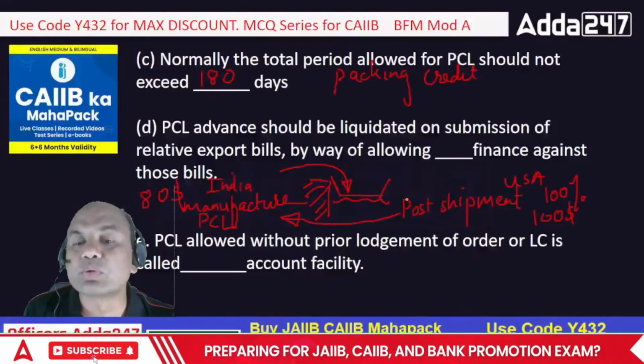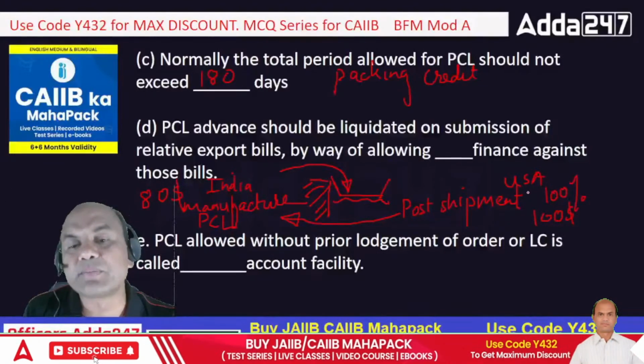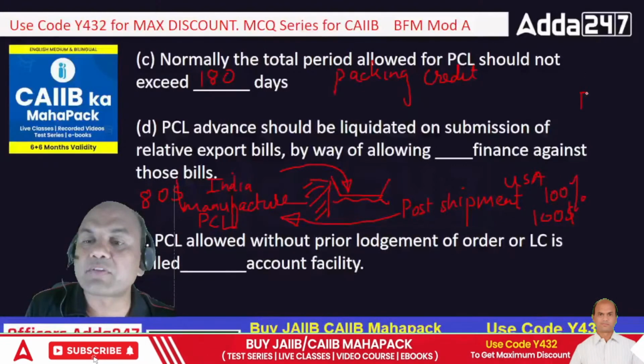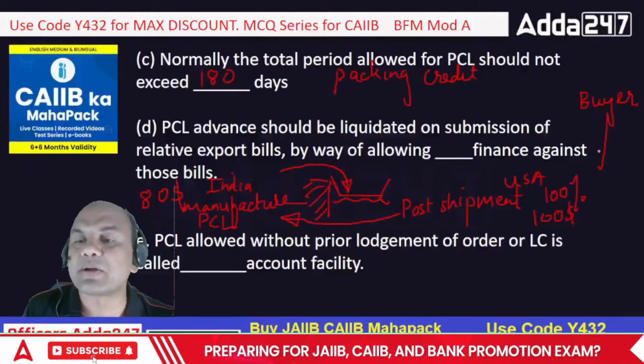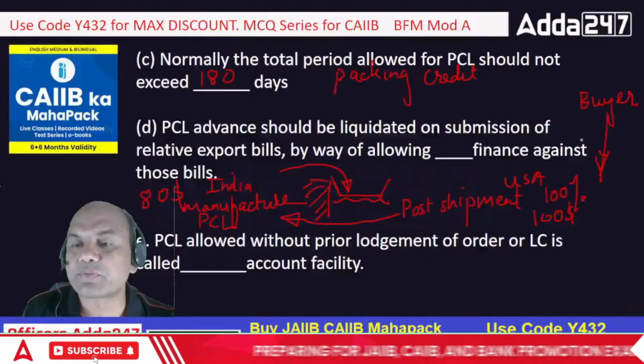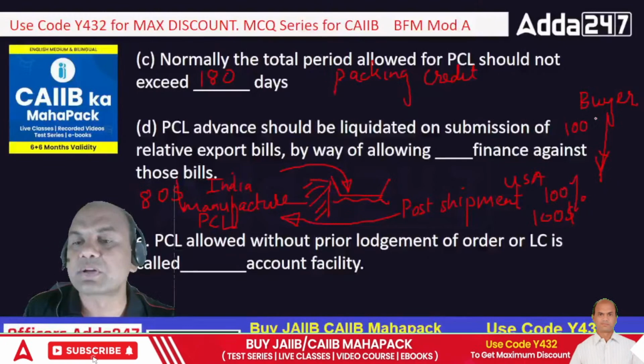So how will the bank close this post-shipment then? This will be closed when the buyer pays. The buyer will pay after some days, right? So this buyer will again pay $100 because this is for the full amount. So $100 will be closed over here.